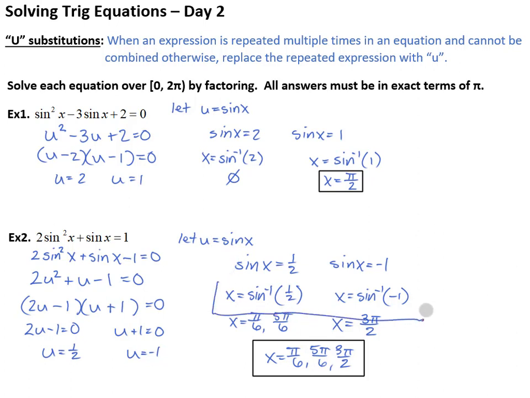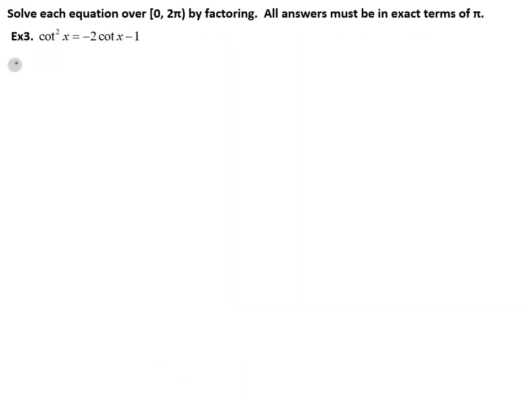Now again, you may not need to write this step, right? If you're looking for where sine equals 1/2 and negative 1, you don't necessarily have to write this step to get to these answers. Okay, here's a new one. Same thing, we're factoring this, trying to solve between 0 and 2 pi, excluded.